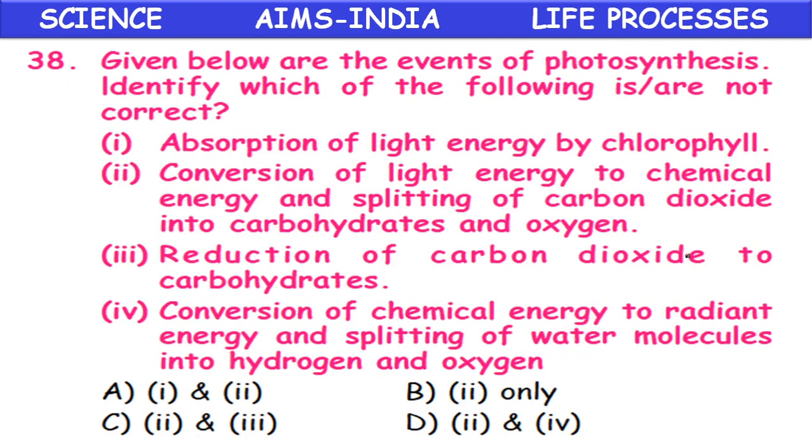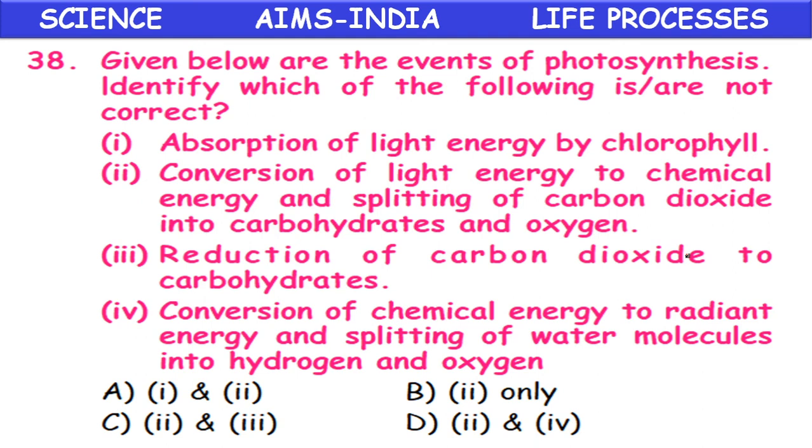Given below are the events of photosynthesis. Identify which of the following are not correct. Absorption of light energy by chlorophyll, conversion of light energy to chemical energy and splitting of carbon dioxide into carbohydrates and oxygen, reduction of carbon dioxide to carbohydrates, conversion of chemical energy to radiant energy and splitting of water molecules into hydrogen and oxygen. Identify which are not correct.